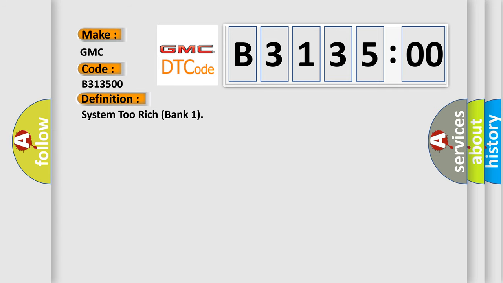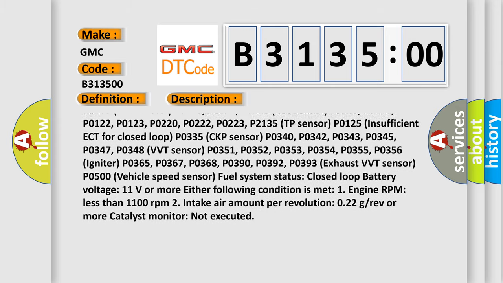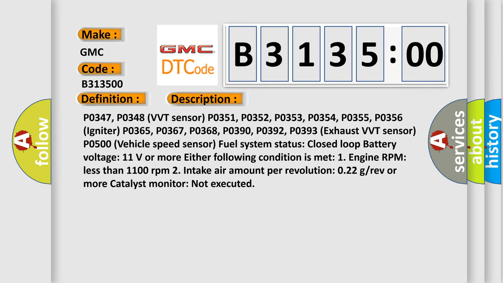Either of the following conditions is met: 1, engine RPM less than 1100 revolutions per minute; 2, intake air amount per revolution 0.22 g/rev or more; catalyst monitor not executed.